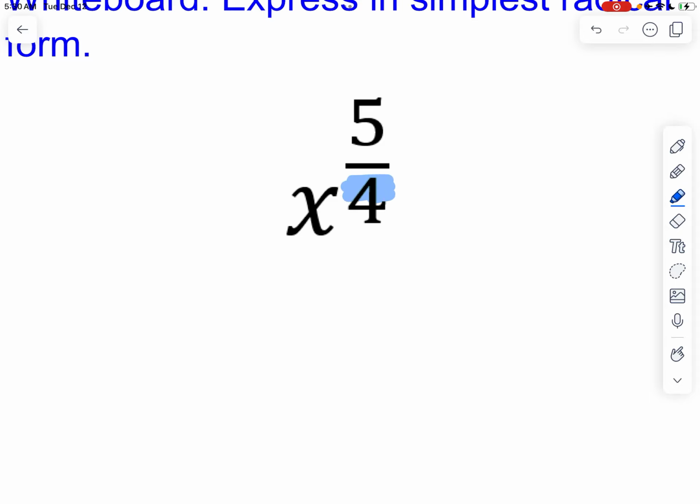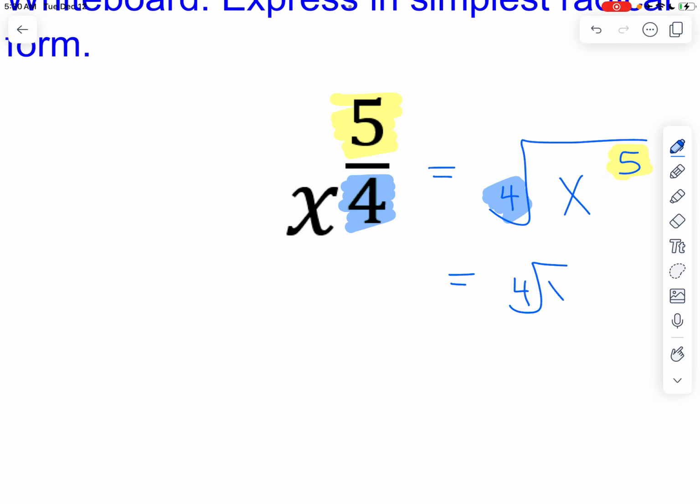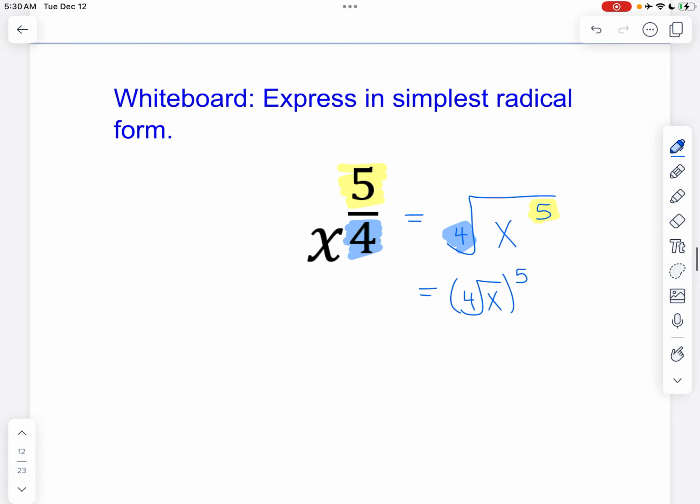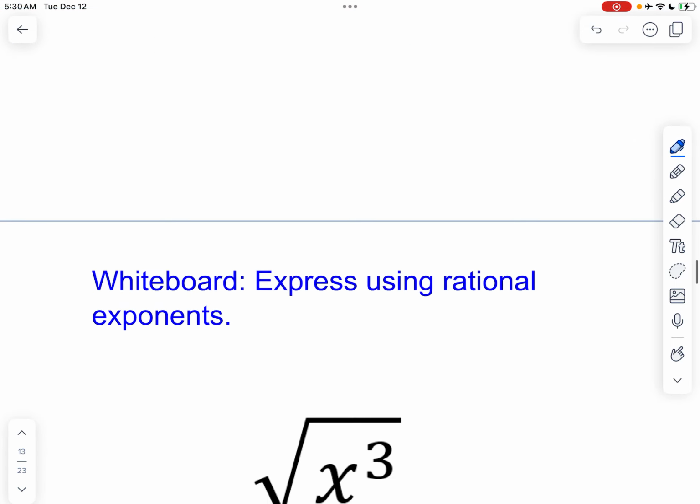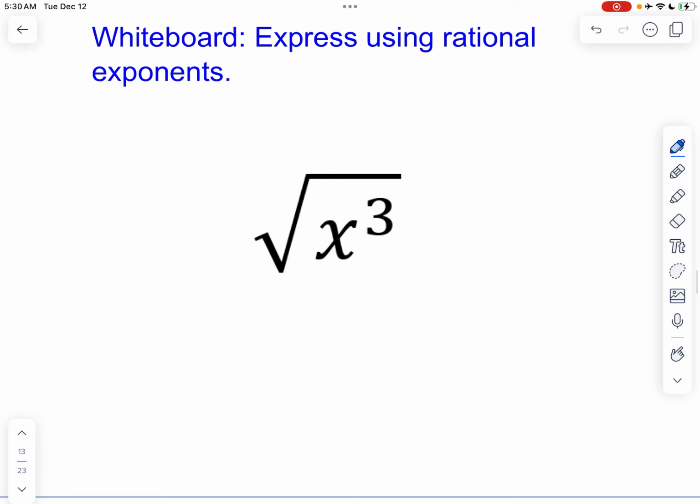Okay, so again, give this one a try. And it's always power over root. So it should be x to the 5th underneath a 4th root, or you could do the 4th root of x all raised to the 5th. Both of those are equivalent. So we want to be able to go both ways.